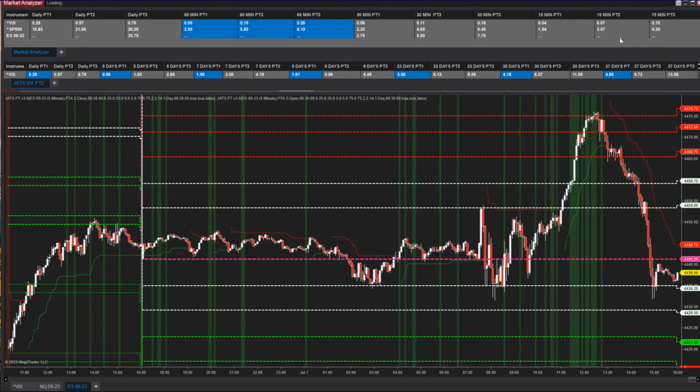525. So 525, four times, that's 21 ticks. At 12.50 a tick is $262.50. Times 16 is $4,200.